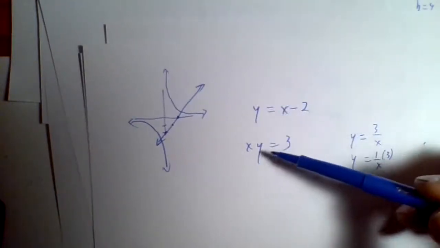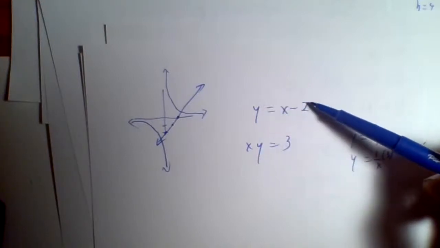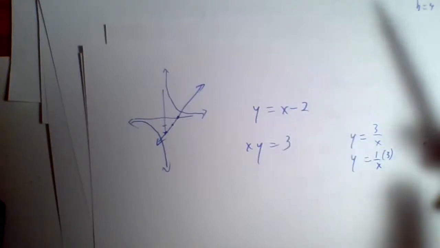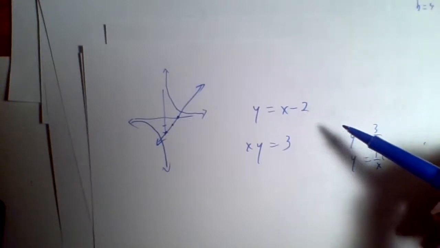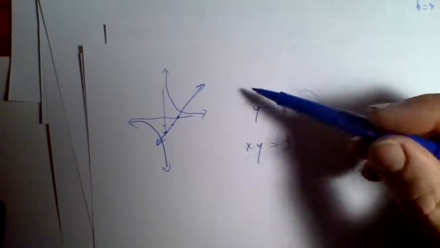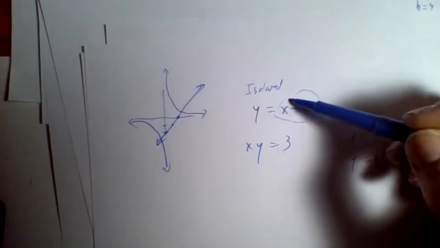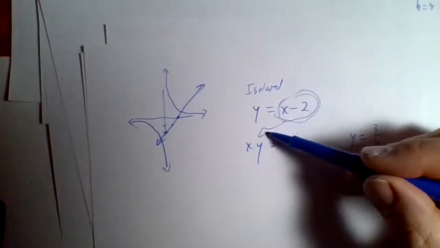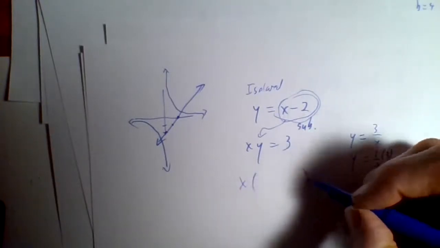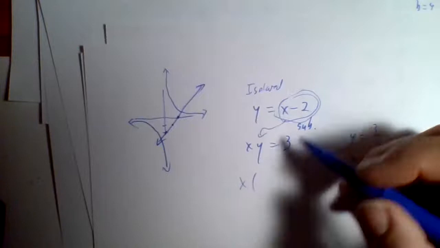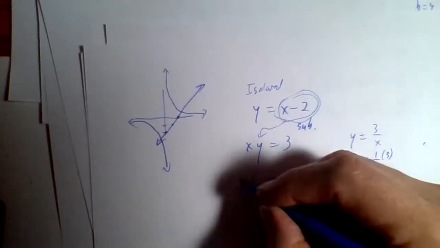I'm not going to be able to get rid of anything by adding, because this x times y is multiplied. I don't have the same term up here. I'm not going to be able to eliminate anything. So this looks like another substitution thing. Y is already isolated. So I might as well just use the expression that I got right here, put that in place of y. We're going to substitute that thing. So x times y equals 3, but y is x minus 2. So x times x minus 2 equals 3. That's the logic to it.